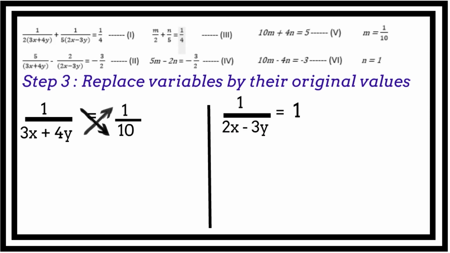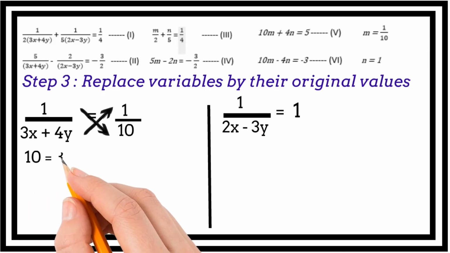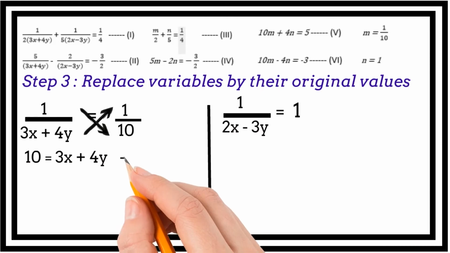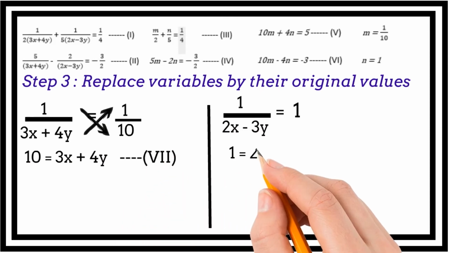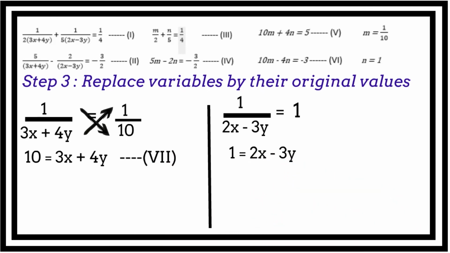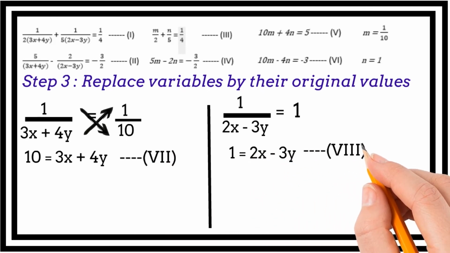Now we will cross multiply. So we will get 10 is equal to 3x plus 4y. This is my equation number 7, and I will move this 2x minus 3y to the right hand side. So I will get 1 is equal to 2x minus 3y, equation number 8.